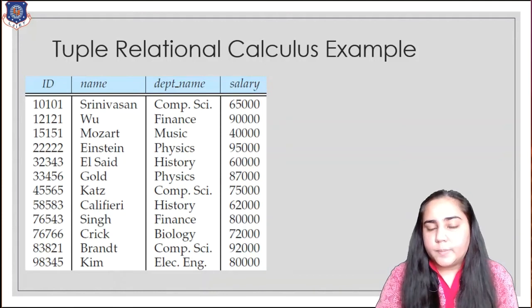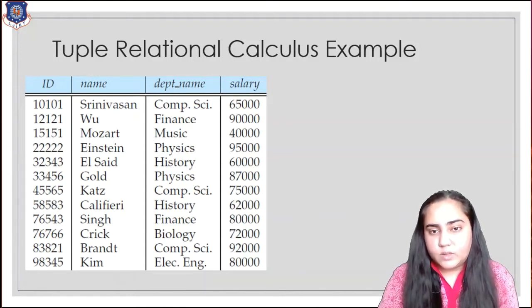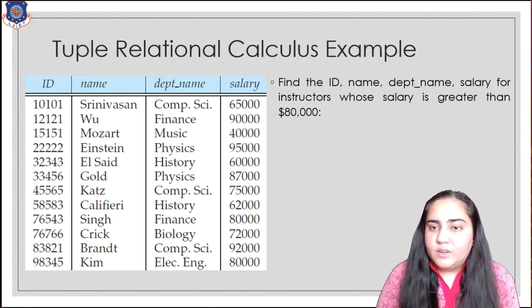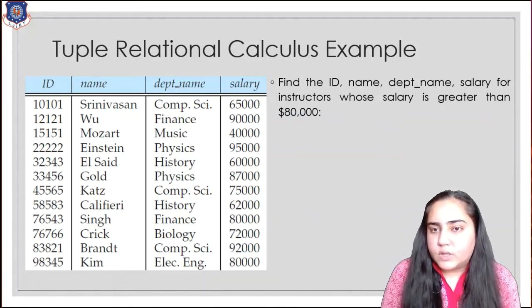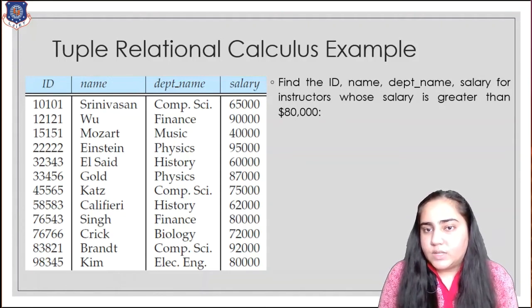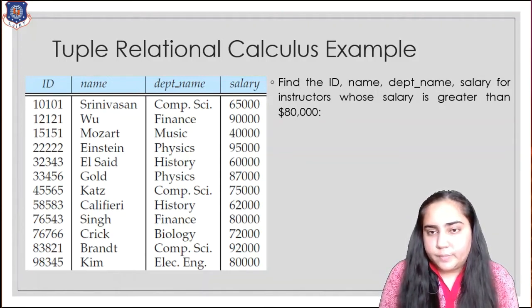So now this is the table which contains the IDs of different instructors. It contains the names of different instructors and which departments they belong to, as well as their salaries. Now the query that we are going to answer is to find the ID, name, dept name and salary for all instructors whose salary is greater than $80,000.